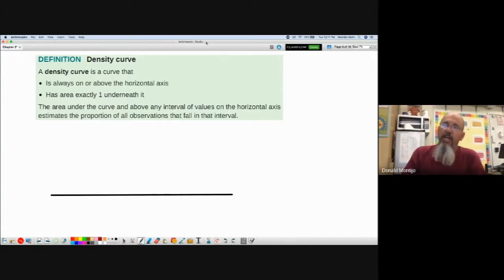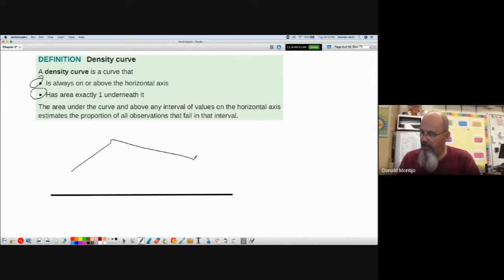A density curve has two qualities. It always lives above the horizontal or x-axis, and it has an area of exactly 1. If it doesn't meet both of these, it's not a density curve. Anything in the world that has these two qualities is a density curve. So this could be a density curve, assuming that the area underneath it is 1. Anything at all that I want to be a density curve is a density curve as long as it lies entirely above the x-axis and has an area of 1.